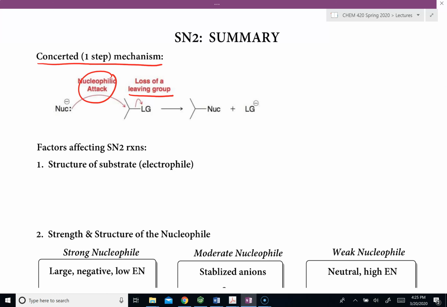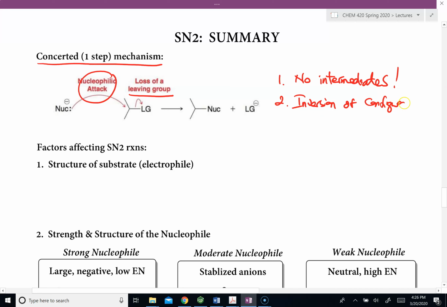And a few important things that we need to remember regarding SN2 reaction are as follows. First, there's no intermediate in SN2 reaction mechanism. And second, the reaction proceeds with the inversion of configuration at the chiral center, if the reactant carbon is a chiral center. And third, there is no racemic mixture being produced.